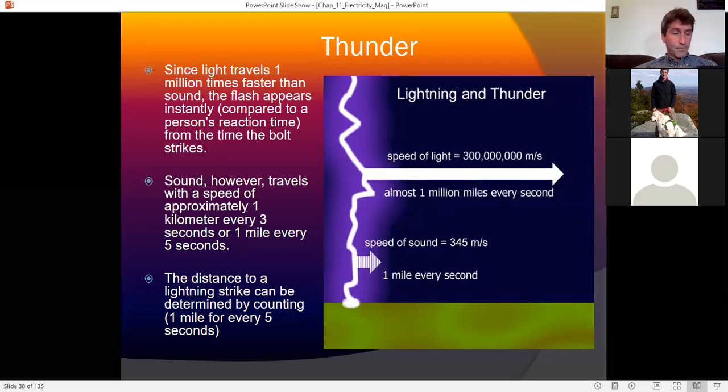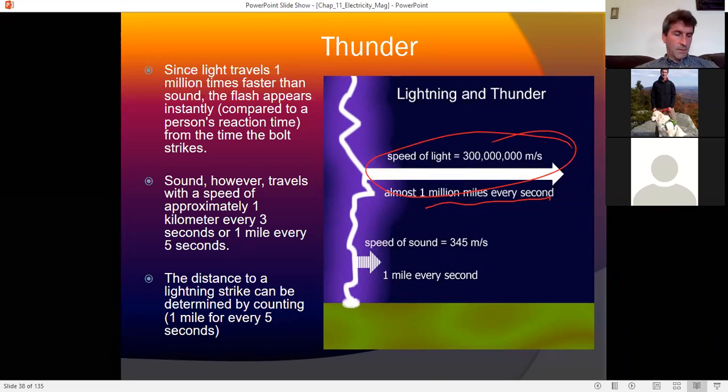Now, here's the thing. Light travels at 300 million meters per second, about 186,000 miles every second. We can perceive about 1/10 of a second, so lightning will have traveled thousands of miles before we would even notice a difference between it striking and the light arriving. So for us, we see the flash instantaneously.